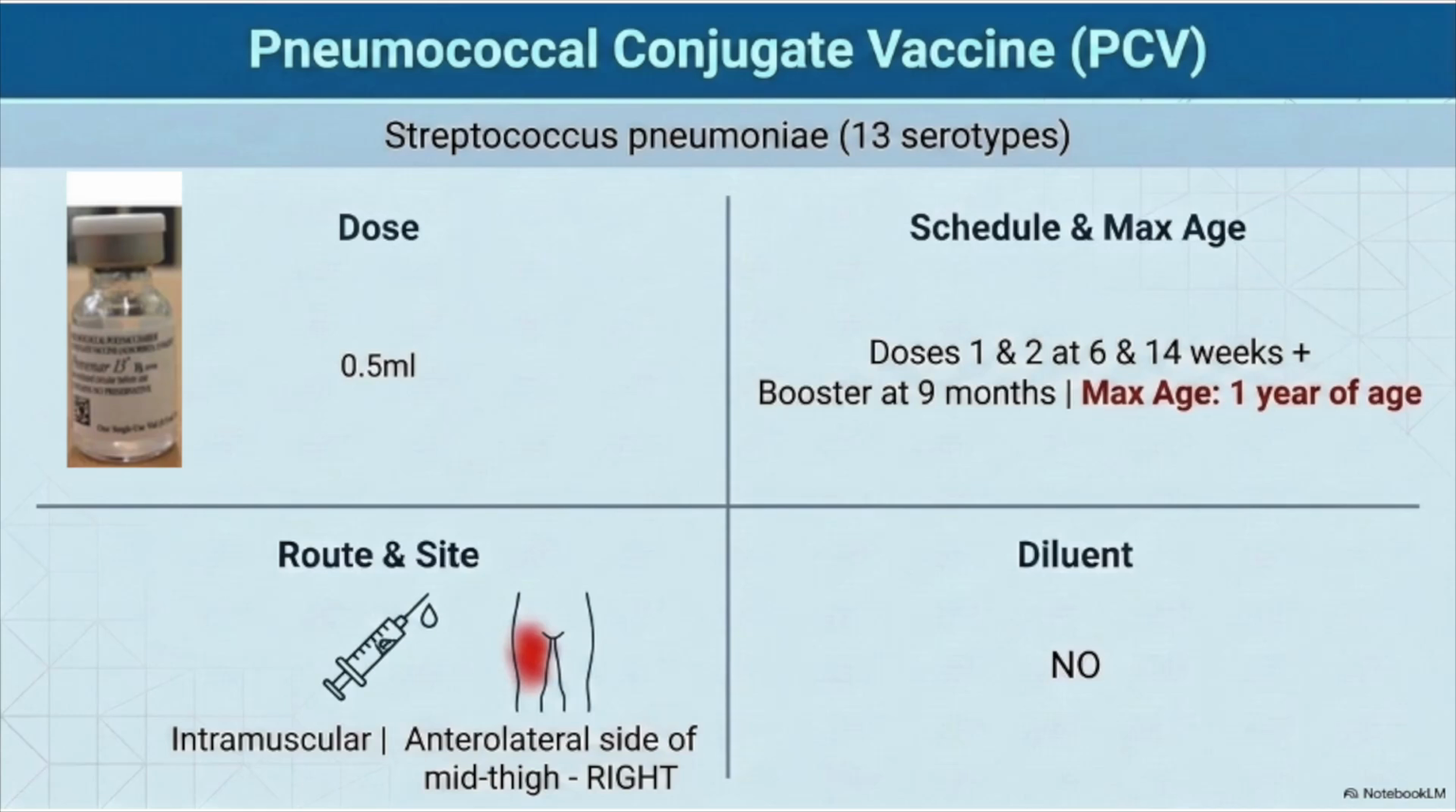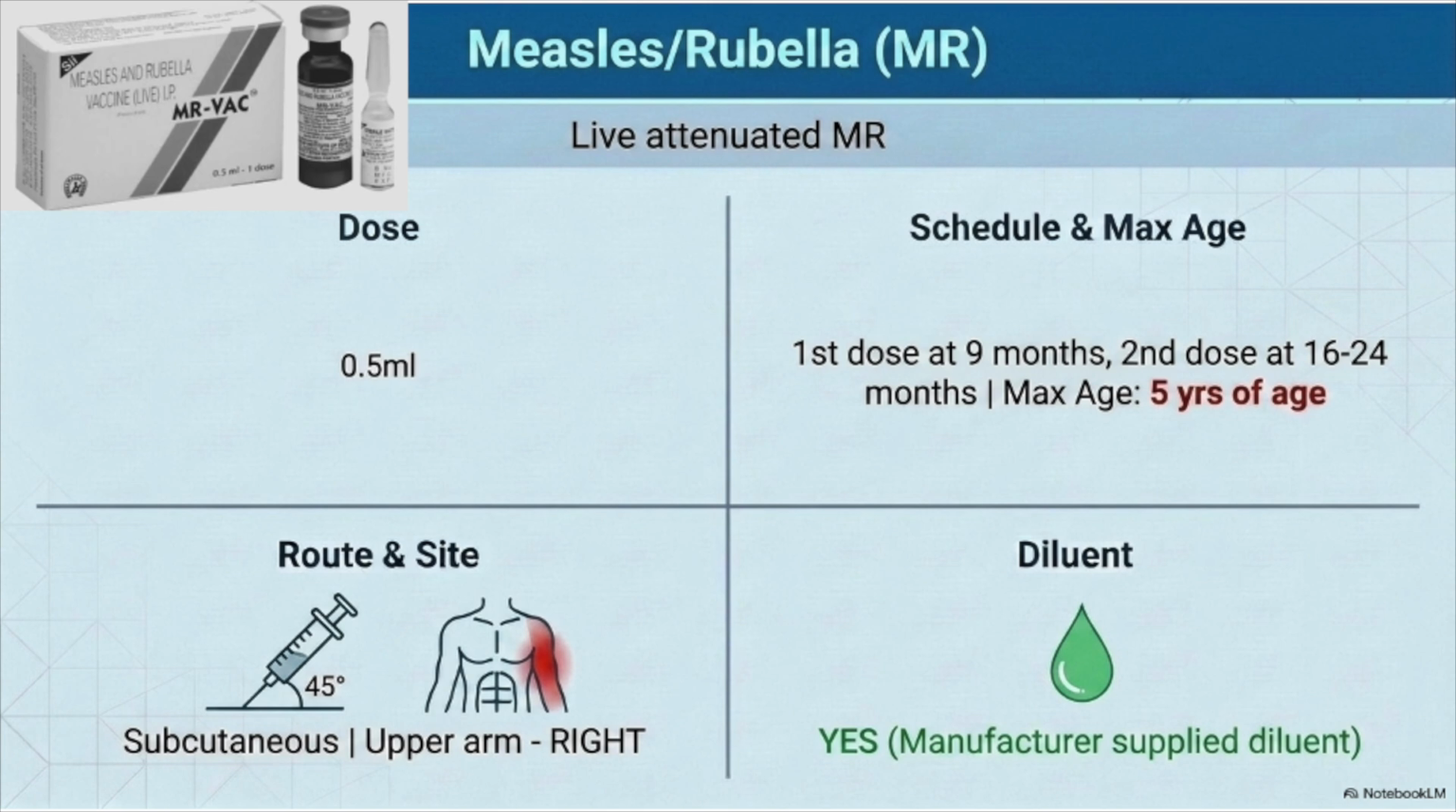Measles and rubella vaccine or MR is a live attenuated vaccine. The dose is 0.5 milliliters. The first dose is given at 9 months and the second dose at 16 to 24 months with a maximum age of 5 years. It is given subcutaneously at a 45-degree angle in the right upper arm and it requires the manufacturer supplied diluent.